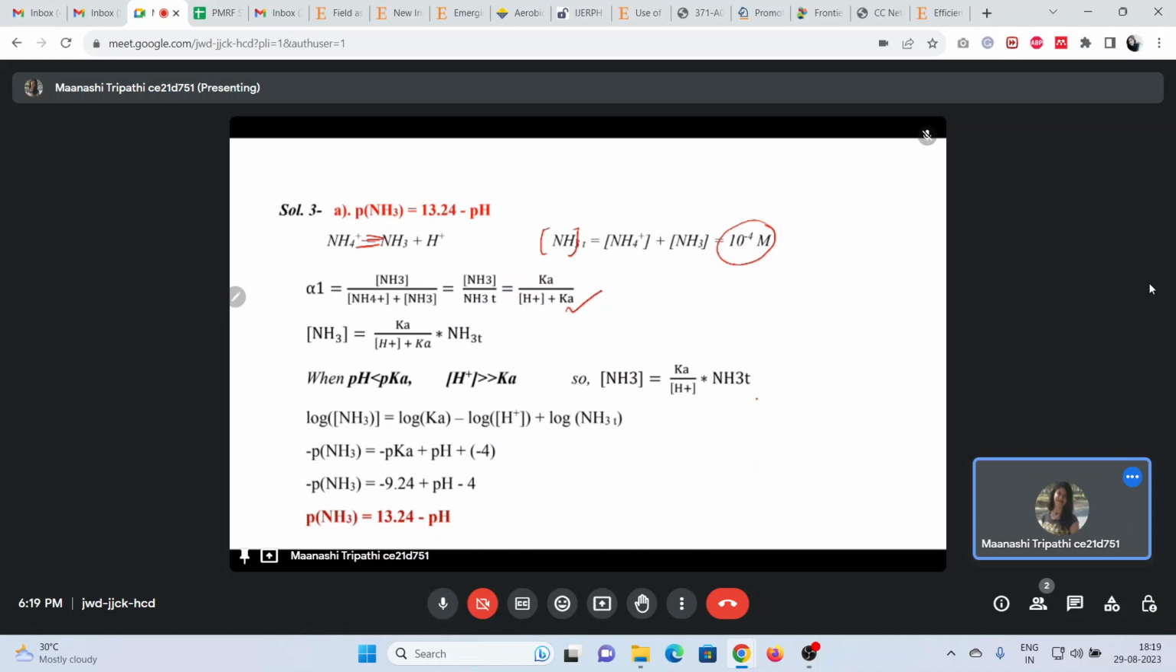So just by writing all these things, when pH is less than pK, H plus is so much greater than Ka. That's why we are ignoring this Ka here and we are getting to this equation. While solving the series of equations, what we are getting is pNH3 is equal to 13.24 minus pH.